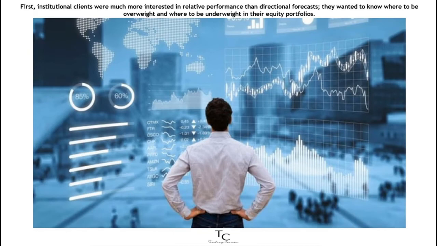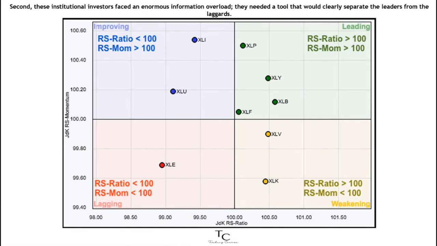First, institutional clients were much more interested in relative performance than directional forecasts. They wanted to know where to be overweight and where to be underweight in their equity portfolios. Second, these institutional investors faced an enormous information overload. They needed a tool that would clearly separate the leaders from the laggards.